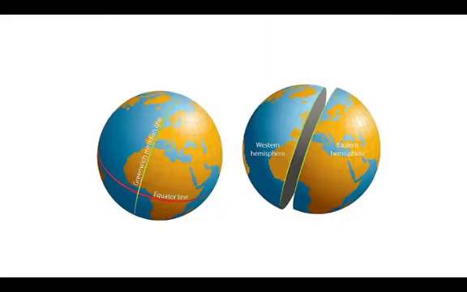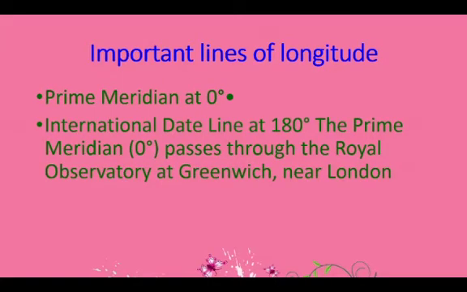This prime meridian passes through the earth, and the prime meridian is merged with the Greenwich meridian line. The line on the opposite side is also called the international date line. It is at 180 degrees, and the 0 degree and 180 degree lines are the same place.